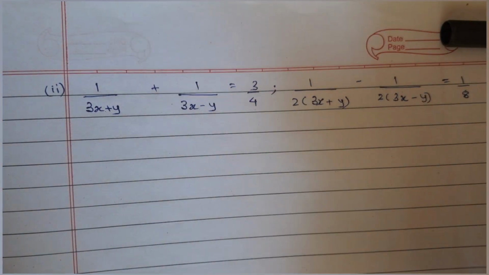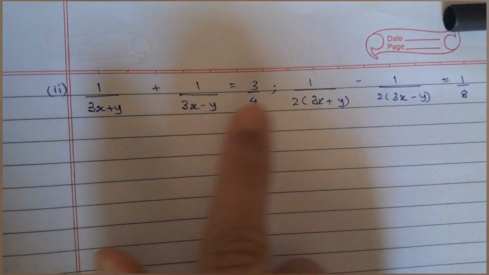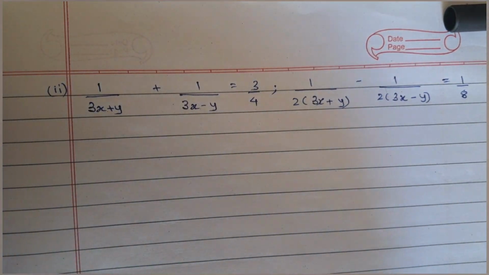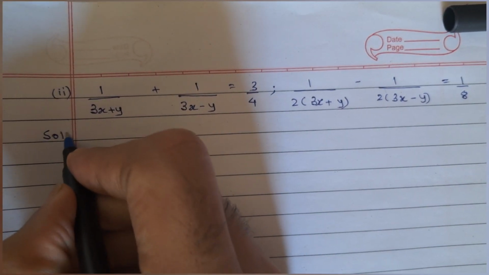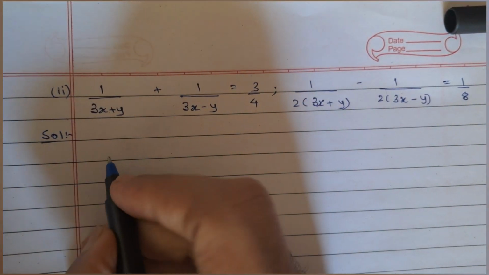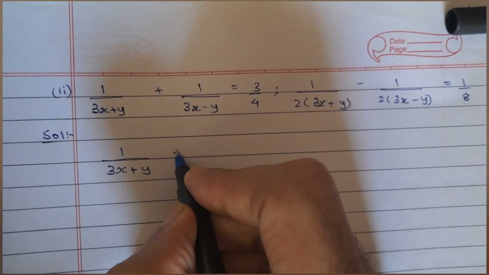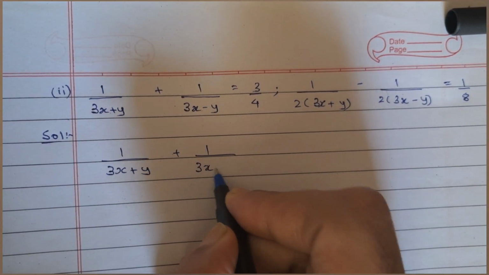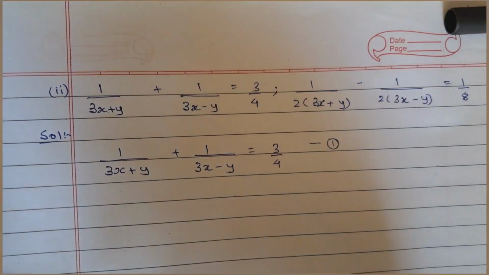Now let's see how to tackle this equation. So this is again an equation of the same type, where the variables are in the denominator. In order to start the solution of this equation, first of all I will copy this equation over here, as it is, and number it simply as 1.